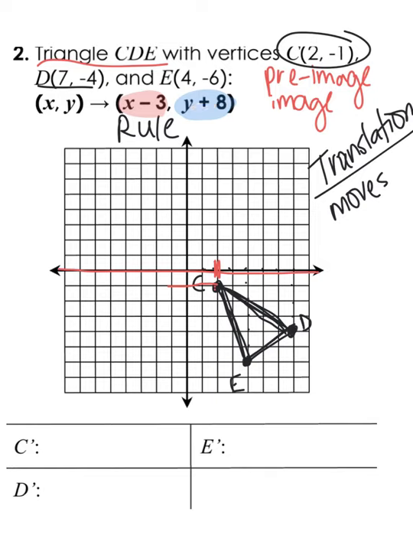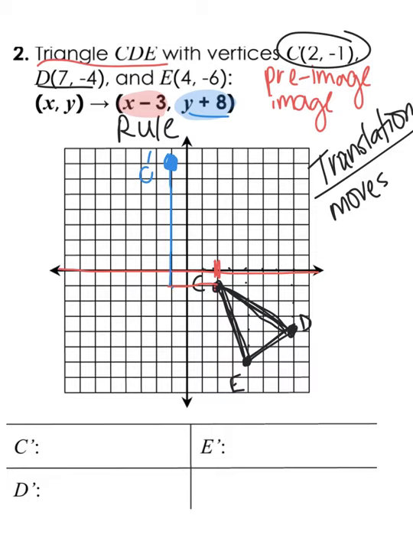So if we go back 3, then what do we need to do? Are we going to go up or down 8? If it says add 8, we're going to go up 8. So back 3 and then up 8 spaces. 1, 2, 3, 4, 5, 6, 7, 8. So that's where C is going to slide to. So this is going to become C prime.